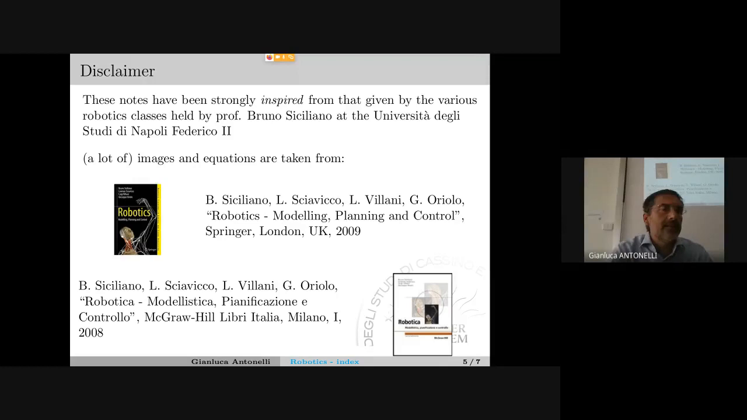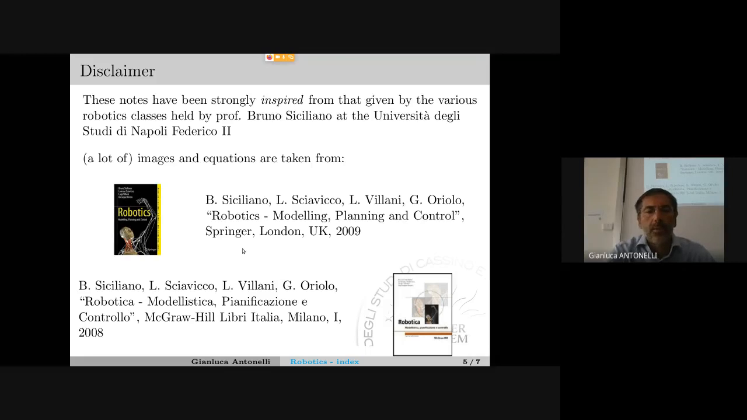The master thesis in 94-95. This is compiled, the language is LaTeX. Actually, it was in Tech, the original one. So it really saved me a few weeks of work because all the equations are there. The images, I added a lot of images and equations during the years, but most of the images are taken from the textbook of Bruno.